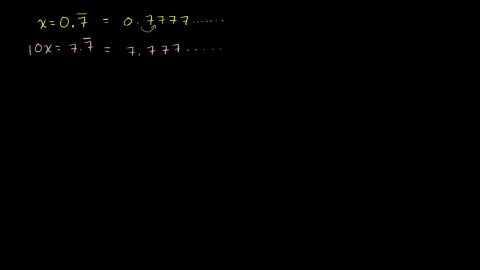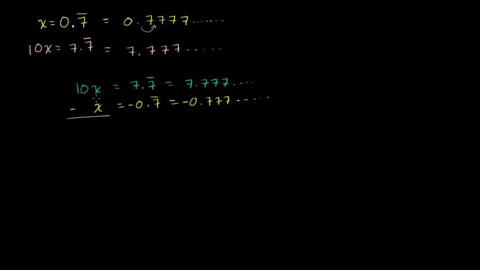So let's do that. Let me rewrite it here just so it's a little bit neater. 10x is equal to 7.7 repeating, which is equal to 7.777, on and on forever. And we established earlier that x is equal to 0.7 repeating, which is equal to 0.777, on and on and on forever. Now what happens if you subtract x from 10x? So we're going to subtract the yellow from the green.